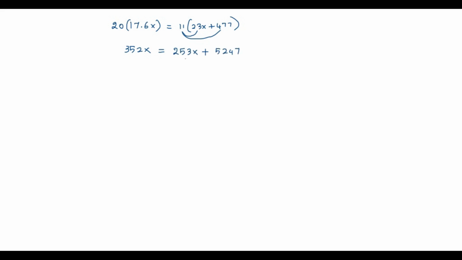5247. Now to solve for x, I have to get this plus 253x to the left side of the equation. Then we get 352x minus 253x equal to 5247. So this is 99x equal to 5247. So x is equal to 5247 divided by 99. So we get x is equal to 53. Now we got the value of x, that is 53.